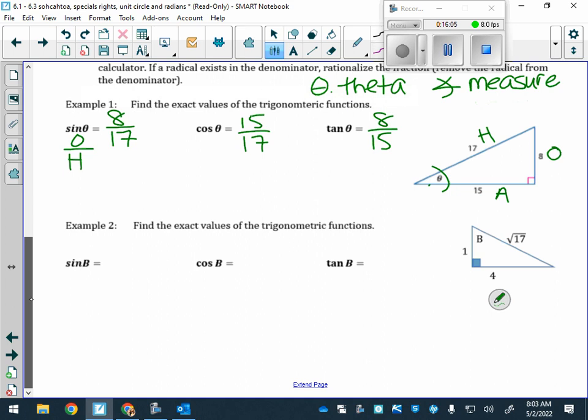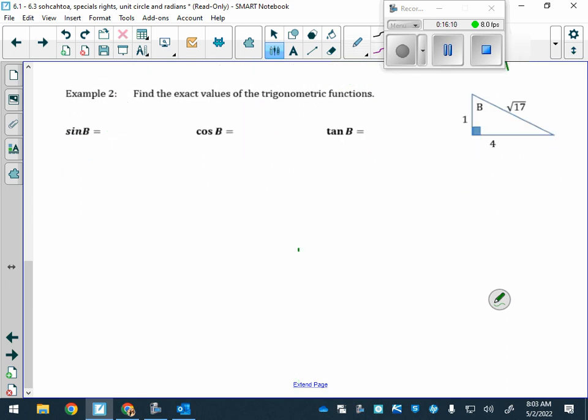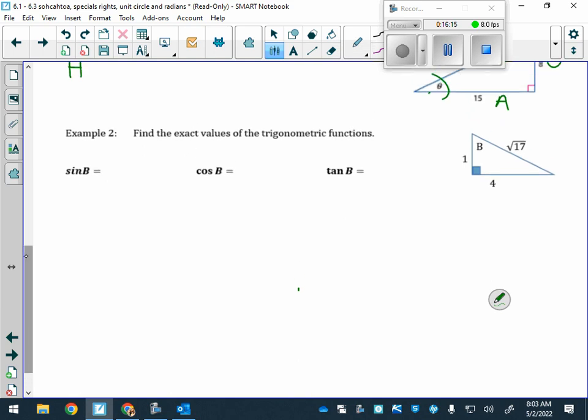What do you guys notice? What do you notice now in our next triangle? What do we see? Yeah, Tyler. We have a square root now. So we have to make sure that we don't have a radical in the denominator. Okay? So we're looking for angle B. All right? So this is opposite, adjacent, hypotenuse. So what would the sine of B look like?